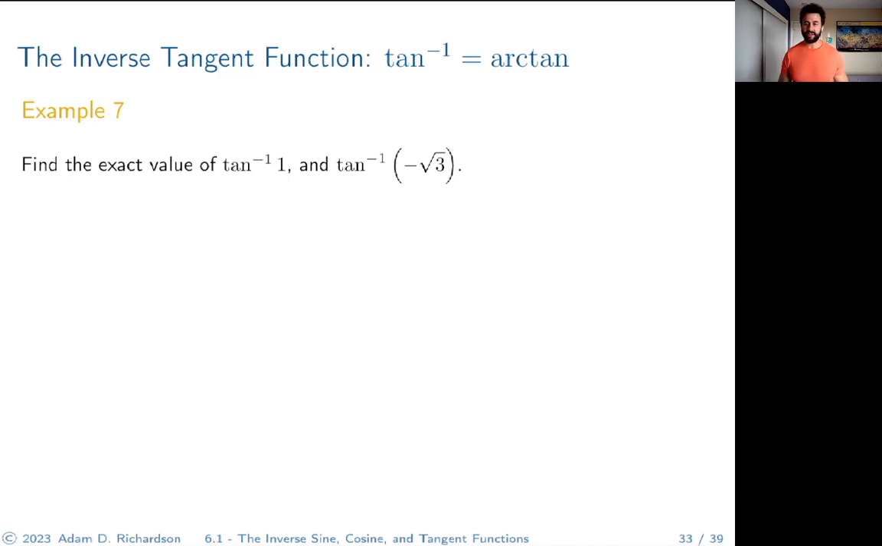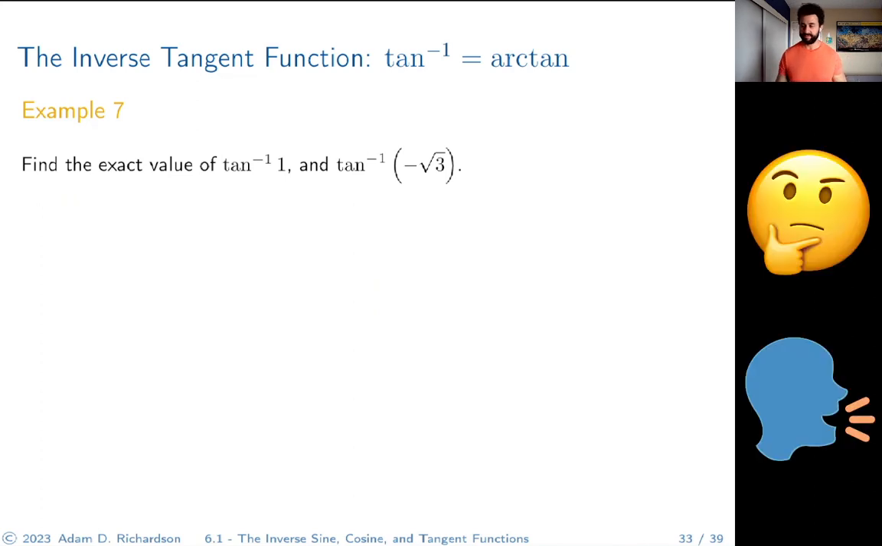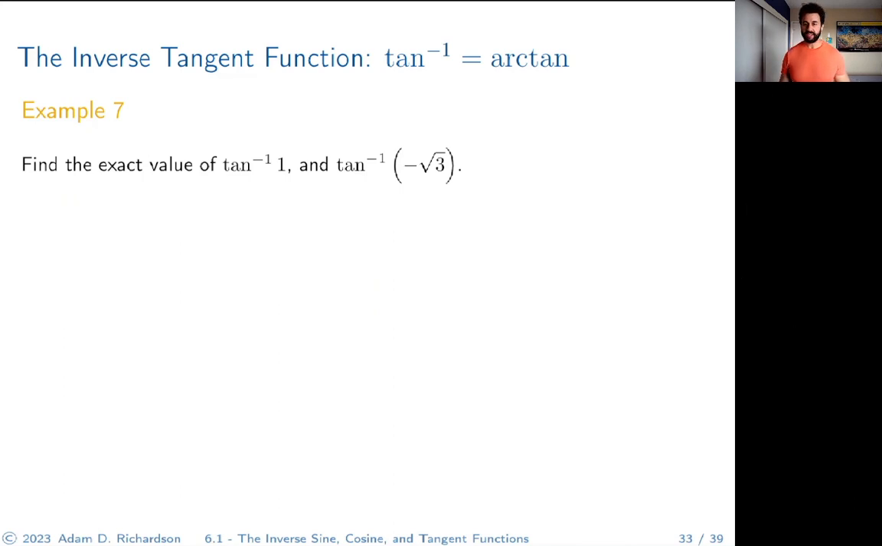They're always very nice. Okay, let's try this one. So let's find the exact value of arctangent of 1 and arctangent of negative root 3. Try this one on your own. Remember to say the phrase in your head and say the phrase out loud, and then we'll do it together in just a moment.